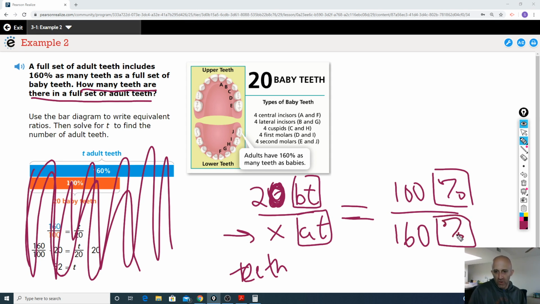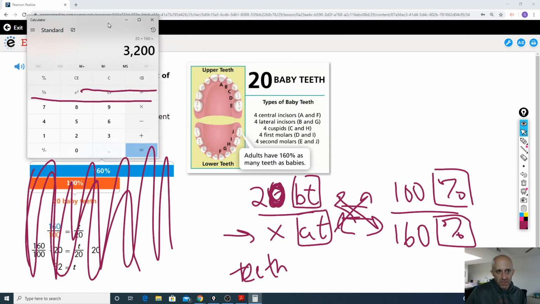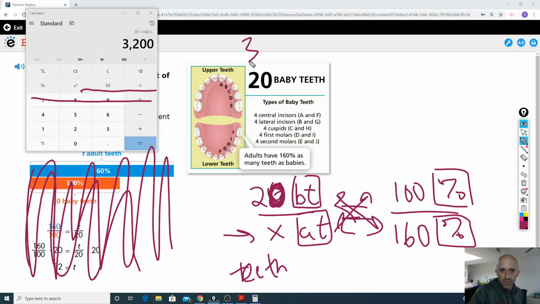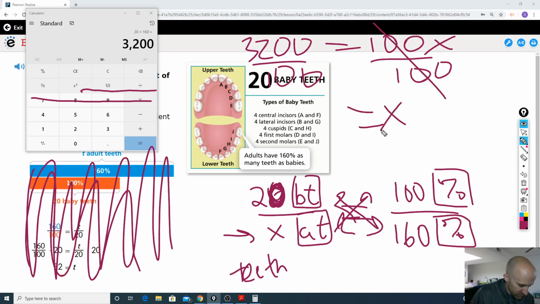in this. And it works the same way. You then cross multiply. So 20 times 160 is going to be 3,200. That is going to equal 100x, and then divide both sides by 100. When we divide both sides by 100, it's going to be 32.